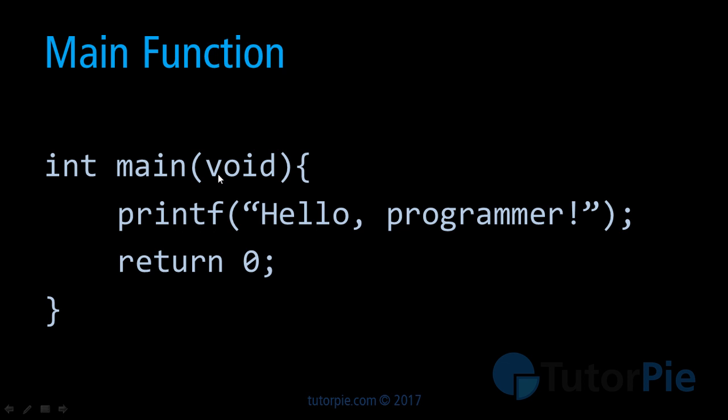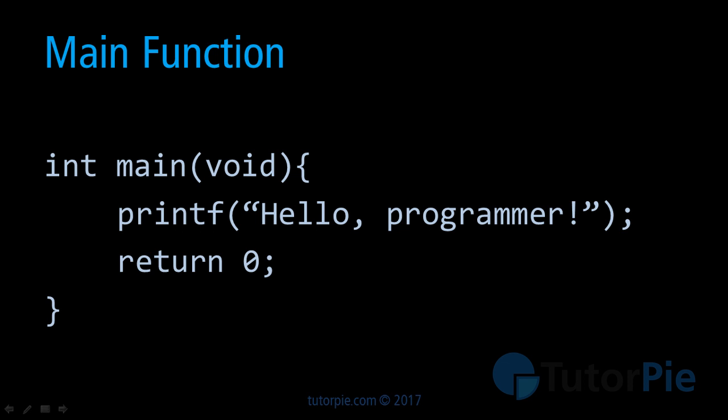And you can see inside the parentheses of the main function you have the keyword void. This void keyword is optional to place within the parentheses, but it means that the main function does not require any additional parameters. So if there are no additional parameters, you can put the void keyword between the parentheses of the function.